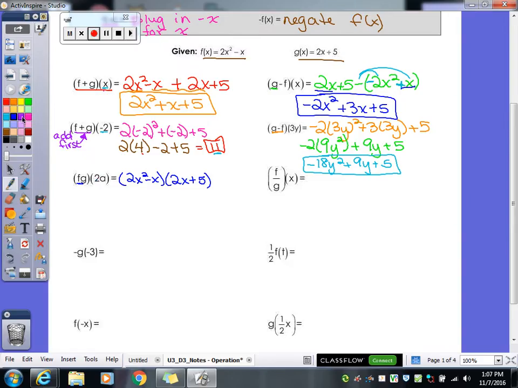So then we'll go ahead and we'll distribute. 2x squared times 2x gives us 4x cubed. 2x squared times 5. Yep, 10x squared. And then we'll distribute our -x times 2x. And then -x times 5.